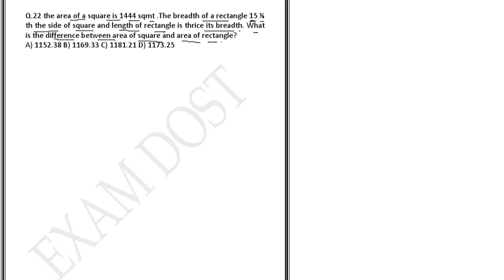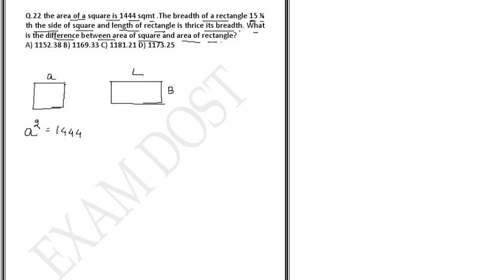So you have a square with side A, and you have a rectangle, length is L, breadth is B. The area of the square is 1444 square meters. So the area of the square is A square, which is 1444. This is given in the problem.